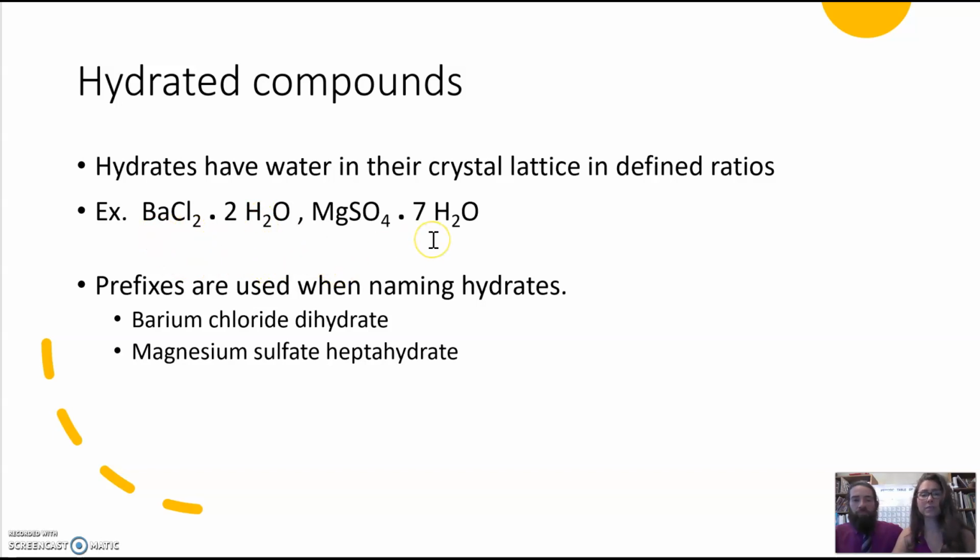So we have two examples here of hydrates. And when you name these hydrates, you're going to use the same prefixes that you use for naming covalent compounds. So we have two waters for this compound, so it's a dihydrate. So we say barium chloride, just the name of the salt, dihydrate. And for the other example, it's 7, so that's hepta. So magnesium sulfate, heptahydrate.